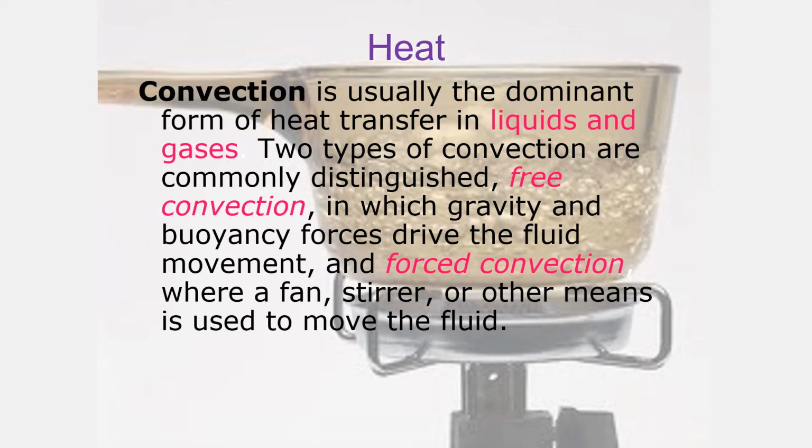Convection is usually the dominant form of heat transfer into liquids and gases. Two types of convection are commonly distinguished: free convection, in which gravity and buoyancy forces drive the fluid movement, as in the pot of boiling water pictured here, where the heat from the bottom of the pot rises to the top due to buoyancy forces; and forced convection, where a fan, stirrer, or other means is used to move the fluid, such as the forced air heating system in most homes.